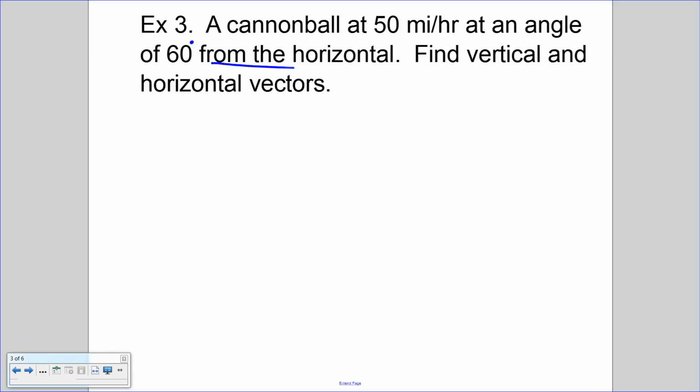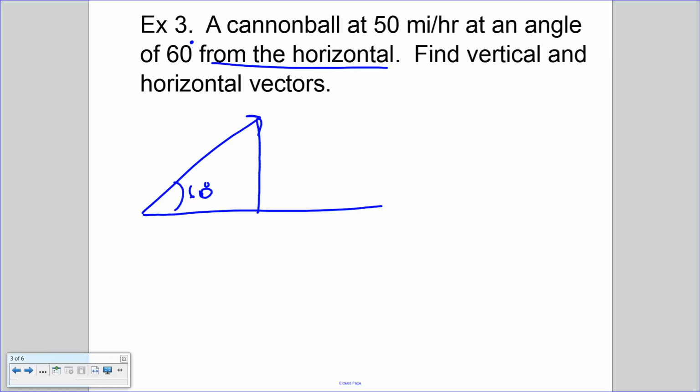The key here, from the horizontal, meaning I draw the horizontal, I then draw 60 degrees up, label it at 60, and then I want to find out what the vertical and horizontal vectors are. Meaning I want to draw in those two vectors. I could call one X and the other one Y and just say that they're the vertical and horizontal vectors.